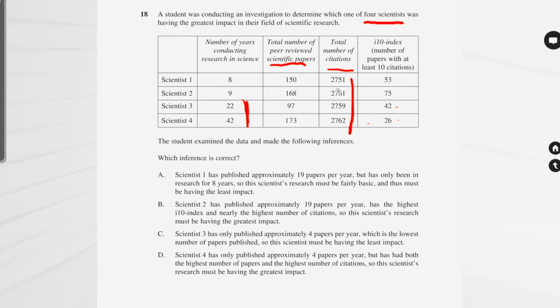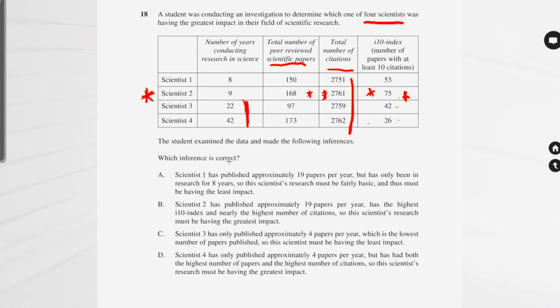One of the things here is that the one with the most impact is most likely going to be scientist 2, because even though they've only been working for 9 years compared to scientist 3 and 4, they've had a lot of peer review, they've had a lot of citations, and 75 of their papers have been cited more than 10 times. So in just looking at this data here, scientist 2 has the most impact.